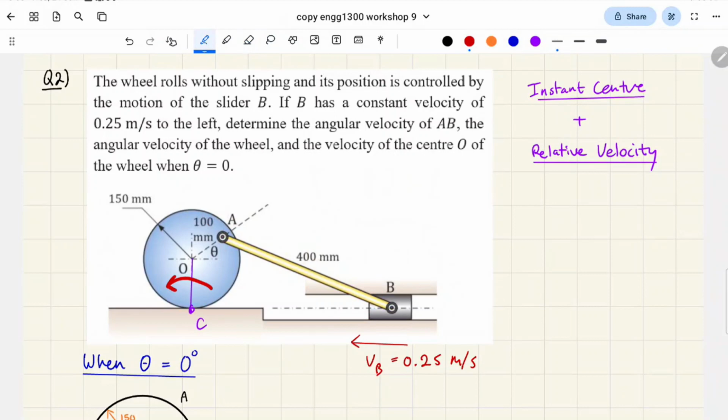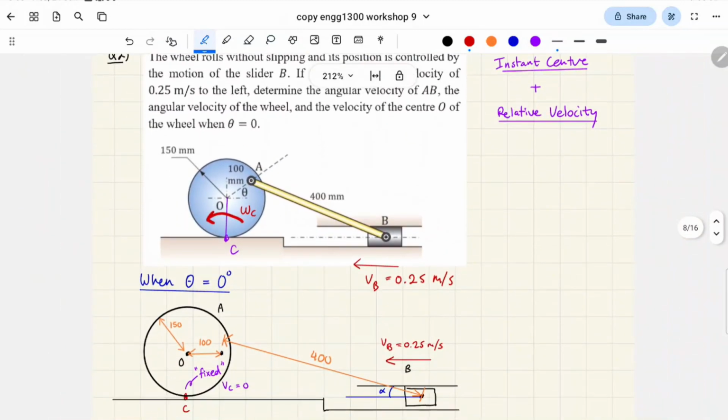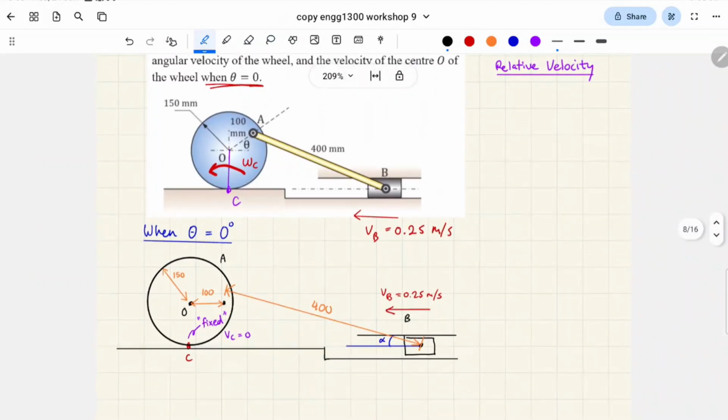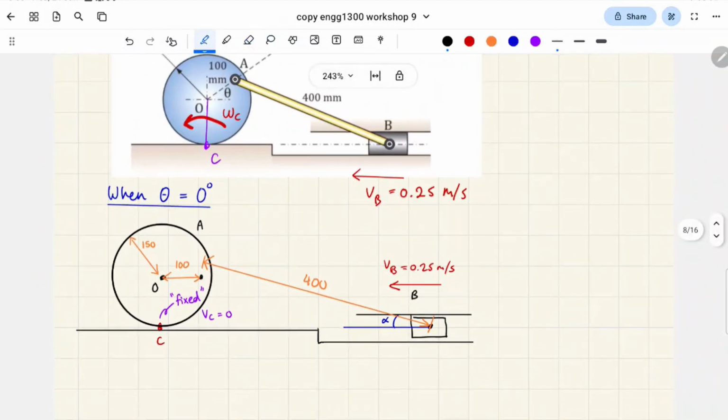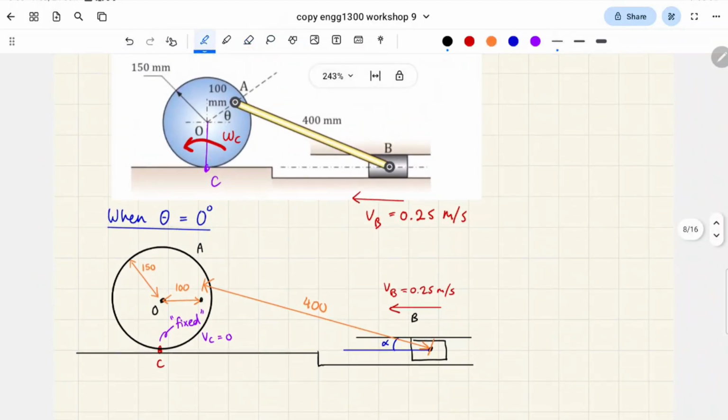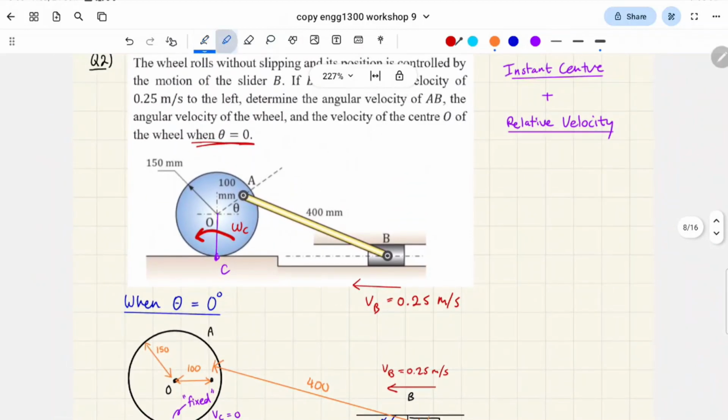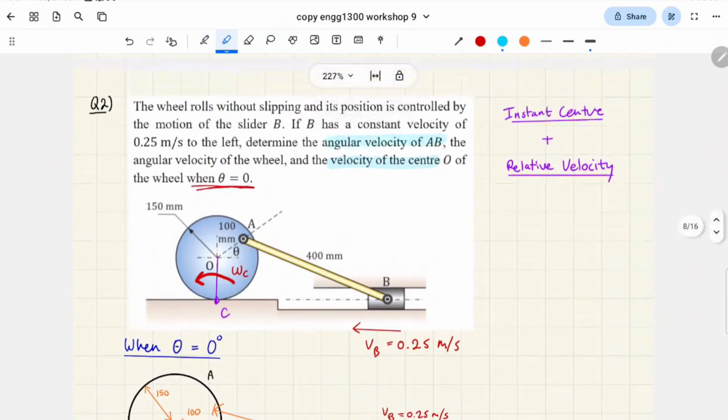But this question is particularly hard, I'm not going to lie. It took me ages to figure this out because of how the question's worded. So when the angle is 0, it looks like this. This angle is 0 here. Determine the velocity of the center and the angular velocity AB.